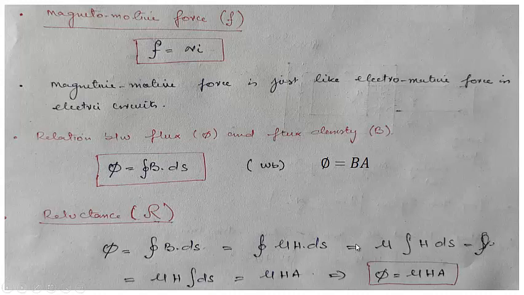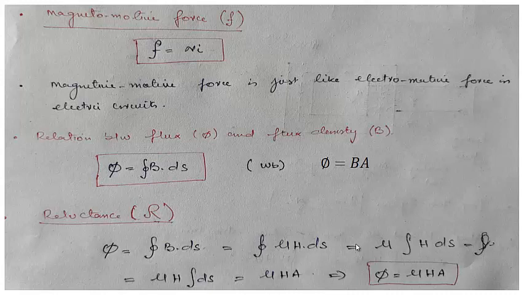So for the same reason, if B and ds are in the same direction, this will be equal to B into ds, and if B is constant on the surface, you will see that B will be taken outside and ds can be replaced by A, then this phi will be equal to B into A. Now we'll try to find out the relation of the reluctance.